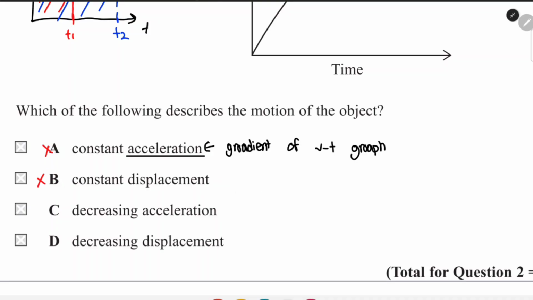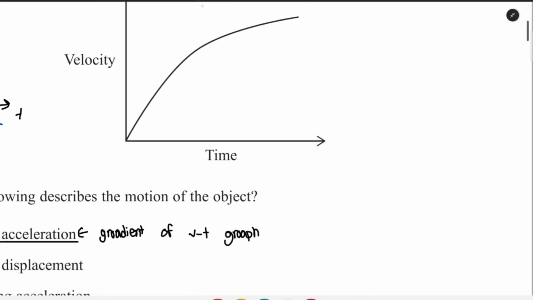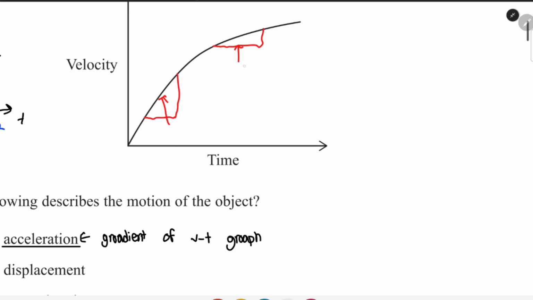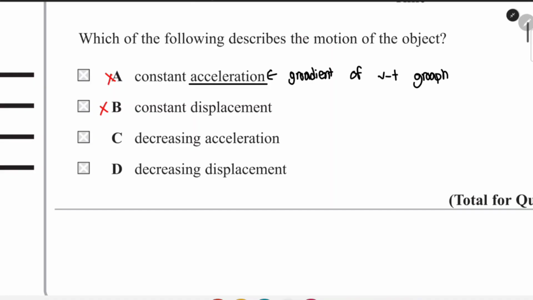Now the third option is decreasing acceleration, which means that the gradient of the VT graph is decreasing. And as we looked over here before, the gradient over here is larger than the gradient over here. So this is a smaller gradient, this is a larger gradient. So as we see, the gradient is getting smaller and smaller as we go on. So that would mean that the acceleration is also decreasing. So C is the answer.